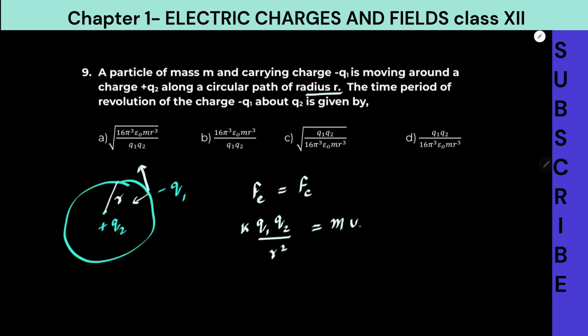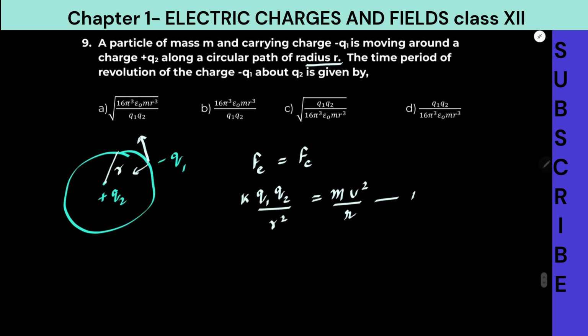So mass here is m, velocity with which it is moving, so if it is taken as v square upon r. Wait sir, but v is not given in the question. Yeah, that's our unknown quantity, right? But the question is asking for the time period, so we will make use of this v to figure out our time period. Let's call it equation 1. Great. So from here we can find our v square. We will eliminate this v later.